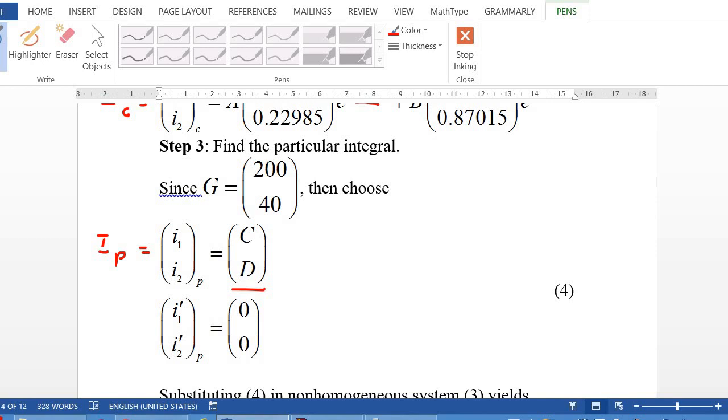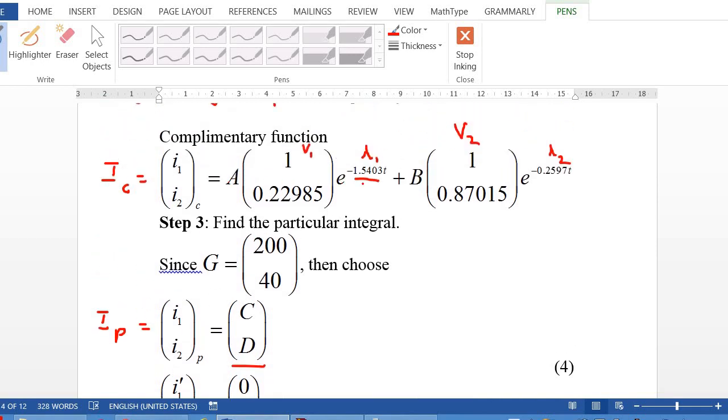We have used A and B variables in the complementary function, then we use C and D. After we have chosen the IP, we have to check whether this IP clashes with the IC. The IC depends on the exponential term, but this is a constant vector. Hence, this does not clash. If not clash, this will be the correct IP that we use.